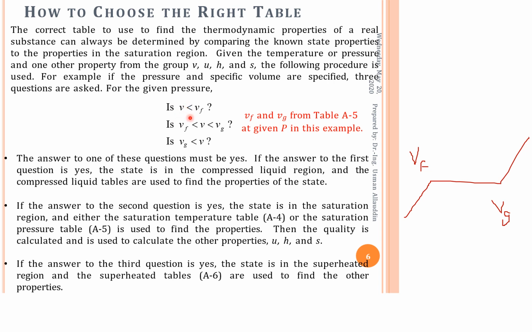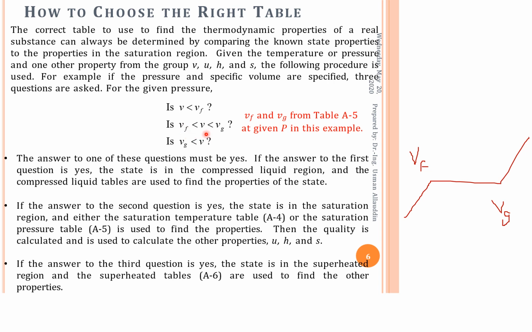So he is saying, if our current condition is less than Vf, then in which region will we be? Obviously if we are less than Vf, we will be below Vf, and this region is compressed liquid. So he answered that if the answer to the first question is yes, the state is in the compressed liquid region. So we were right.